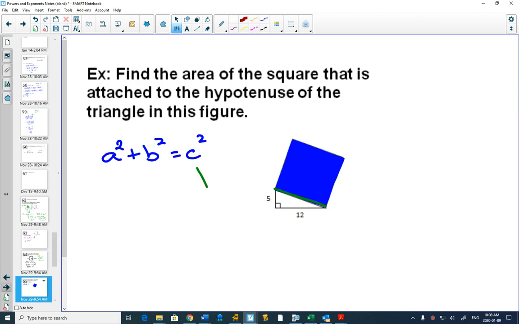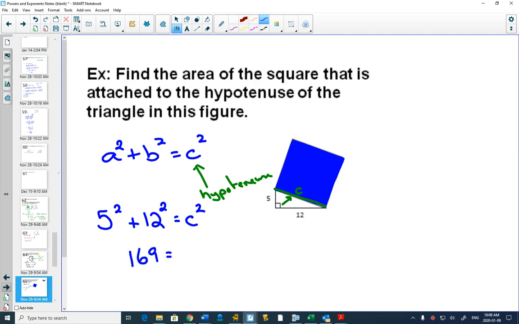This is always your hypotenuse. Always the longest side is the C squared. So the hypotenuse is the one opposite of the 90 degree. It's always the longest side. This side would be C. So then I can plug in 5 squared plus 12 squared equals C squared. Plug this into your calculator, you're going to get 169.